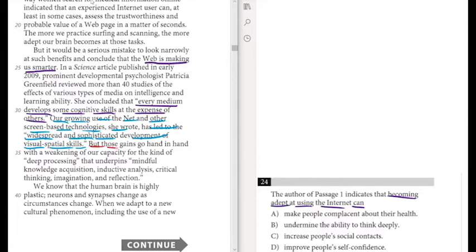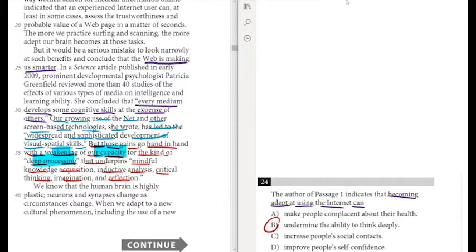Going on further, but those gains go hand in hand with a weakening of our capacity for the kind of deep processing that underpins mindful knowledge acquisition, inductive analysis, critical thinking, imagination, and reflection. So as you get better from using the internet, you're also weakening your capacity for deep processing, among other things. And that matches answer choice B, undermine the ability to think deeply. So the more you use the internet, we're seeing around lines 34 to 38, that undermines your ability to think deeply. And the answer for 24 is going to be B.